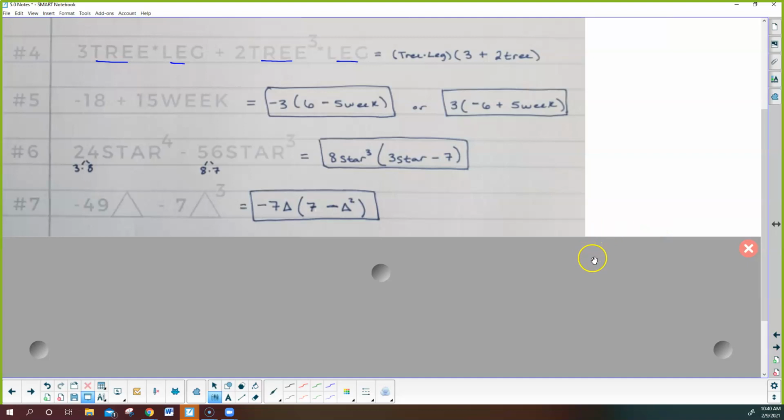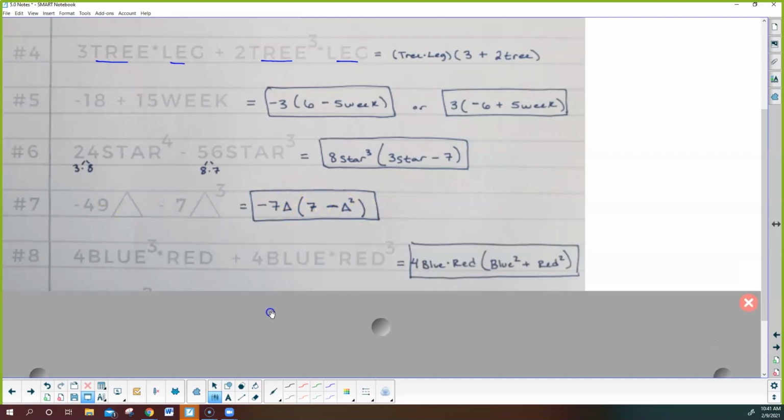Okay. And then number 7, I would take out a negative. I like to take a negative because that's definitely both in common. Even if this one was positive, I think I would still take a negative out. But I get negative 7 triangle times 7 minus triangle squared. If you redistribute, you should get back to where you started.